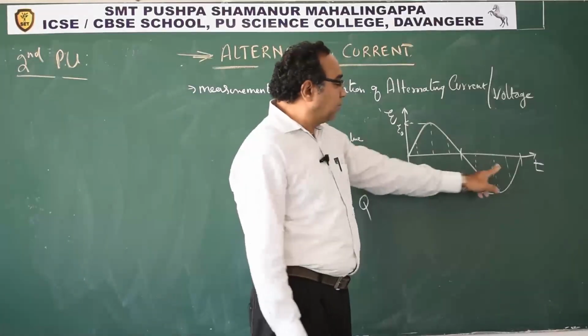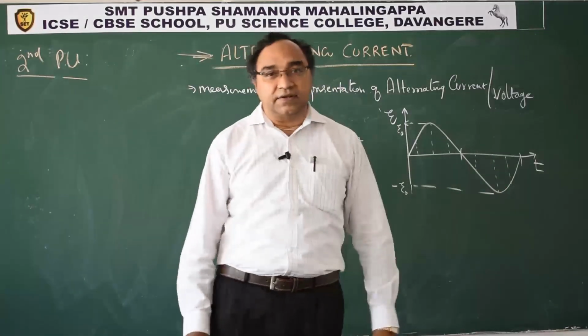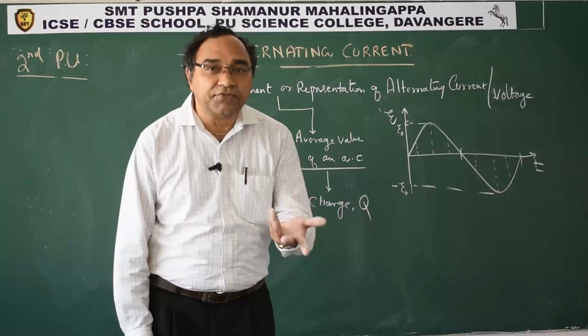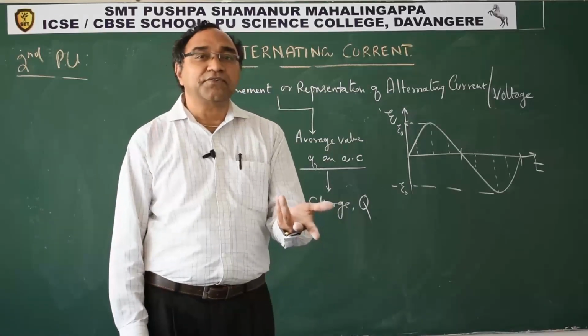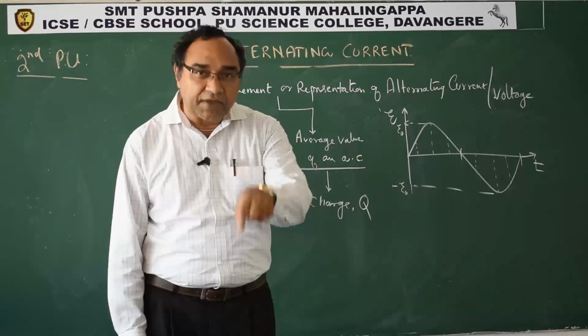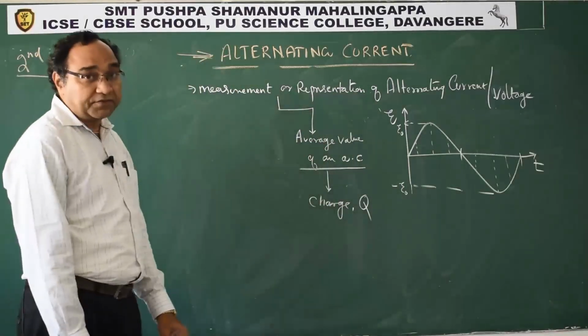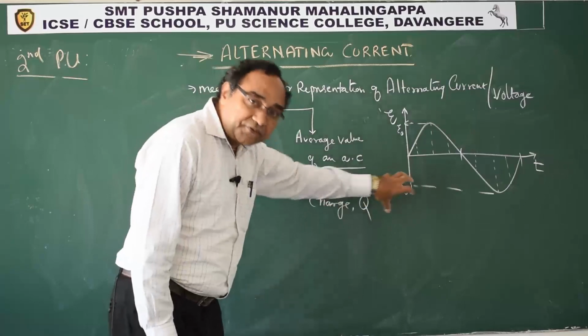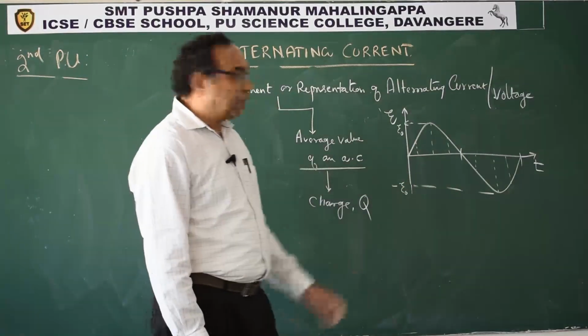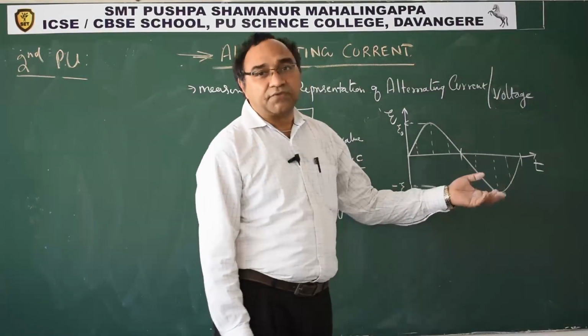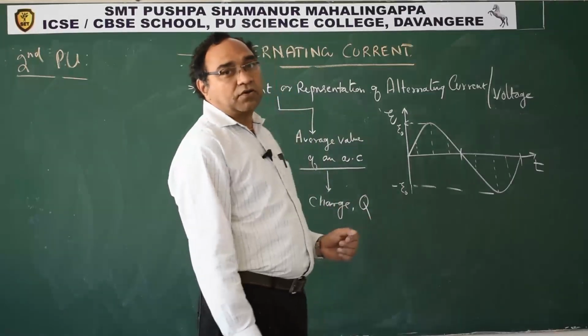Correct? So if you take a complete cycle, then where is the charge deposited? Charge is not getting deposited. That is why we are taking half cycle. This is one reason. Another reason: because of this only, you have studied the chemical effects of electric current, I guess, Faraday's laws of electrolysis.